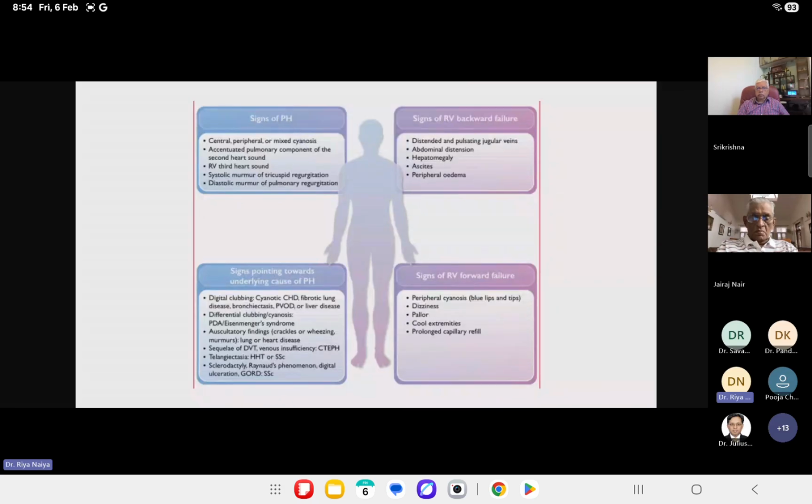The signs pointing towards underlying causes of pulmonary hypertension include digital clubbing, which would indicate some cyanotic heart disease, fibrotic lung disease, or liver diseases, etc. Differential clubbing or cyanosis is seen in case of PDA and Eisenmenger syndrome. Auscultatory findings in the lungs or heart may indicate some underlying lung condition. Sequelae of DVT or venous insufficiency may indicate presence of CTEPH. And telangiectasia, sclerodactyly, and Raynaud's phenomenon may indicate group 5, where it is associated with systemic or rheumatoid diseases.